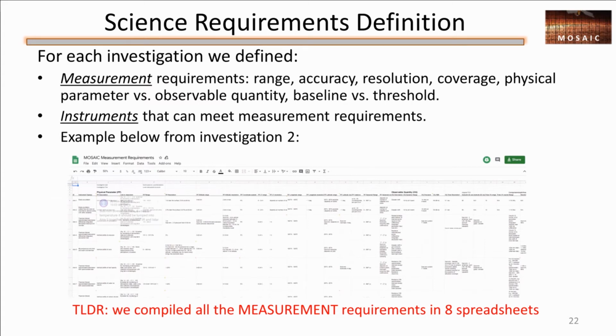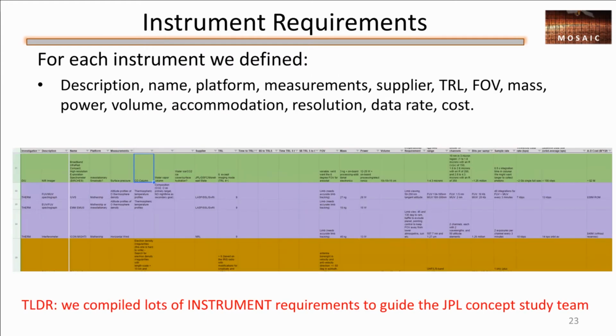And we also defined instruments that could meet those measurement requirements. This is not supposed to be read here, but this is just an example for investigation 2. In other words, we just compiled all the measurement requirements in 8 different spreadsheets for the 8 different investigations. And this will all go into the final report, all this gory detail in Appendix B of the final report.